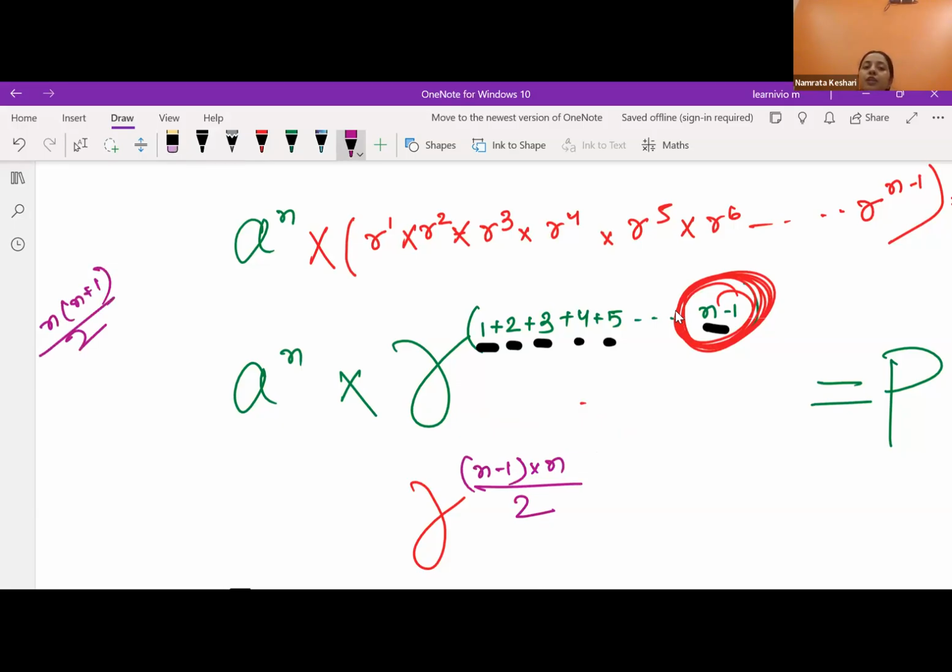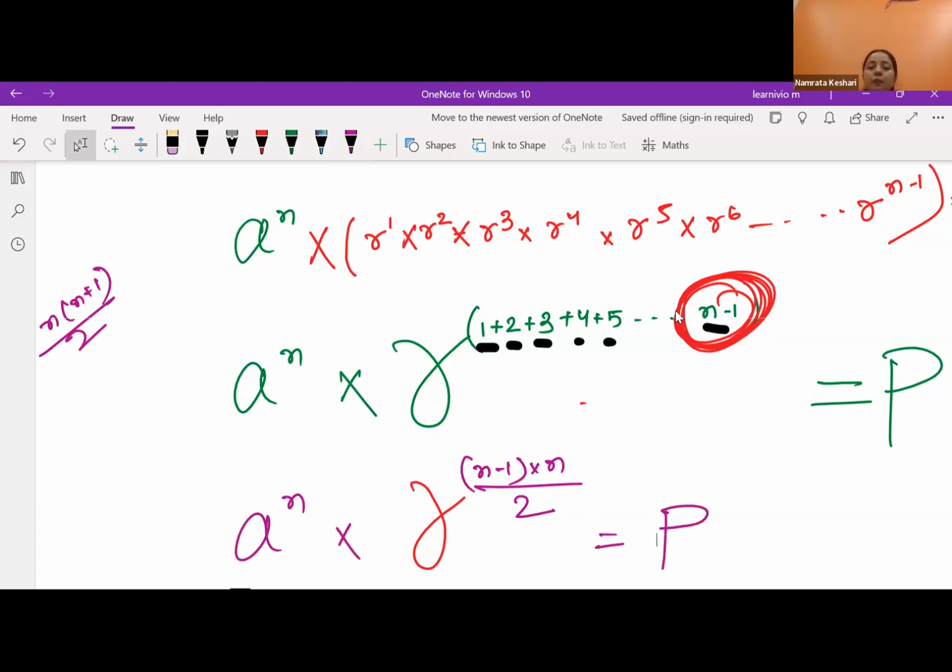When your n is 50, you need to put 50 over here. When your n is 40, you need to put 40 over here. When your n is k, you need to put k over here. When your n is r, you need to put r over here. When your n is n minus 1, you need to put n minus 1 in the place of n over here. Okay, a to the power n into this one is equal to p.